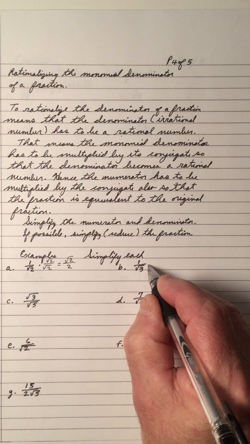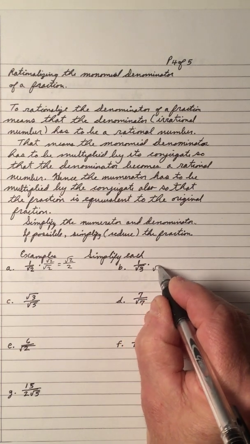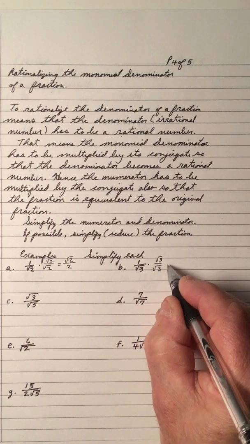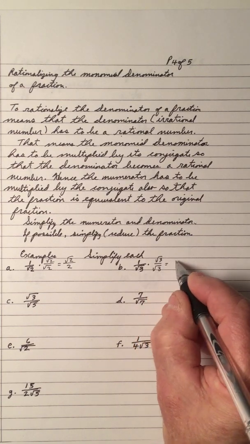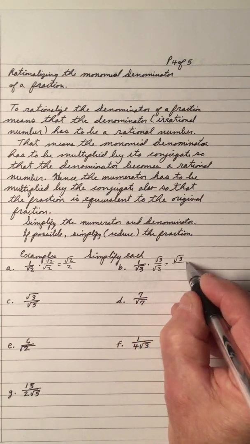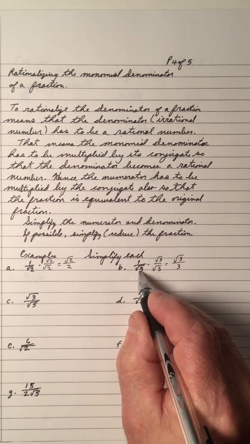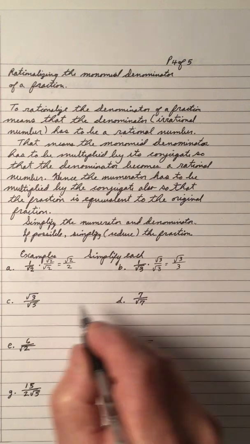1 divided by root 3, the conjugate of root 3 is root 3. So you multiply the top by root 3 to keep it balanced. So 1 times root 3 is root 3. Root 3 times root 3 is 3. Again, your denominator, which is irrational, is now a rational number 3.